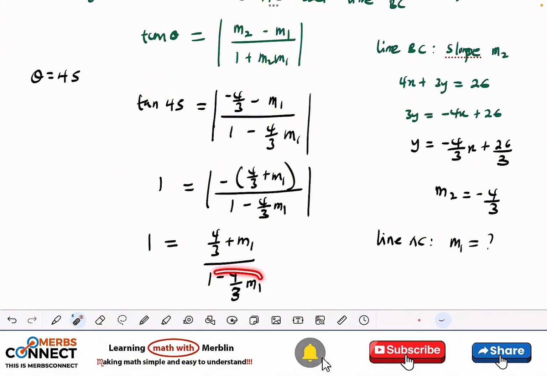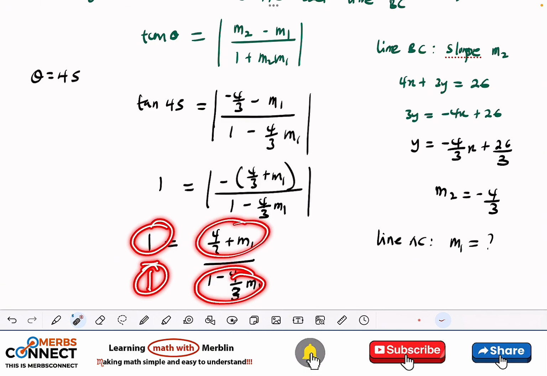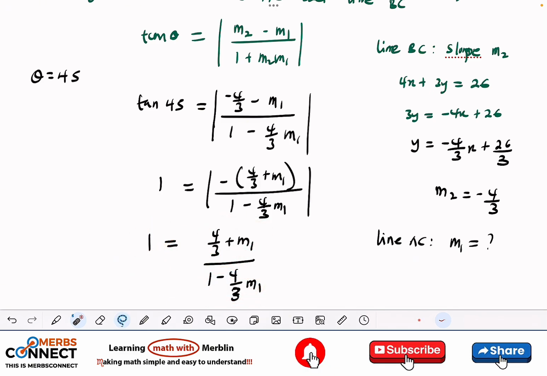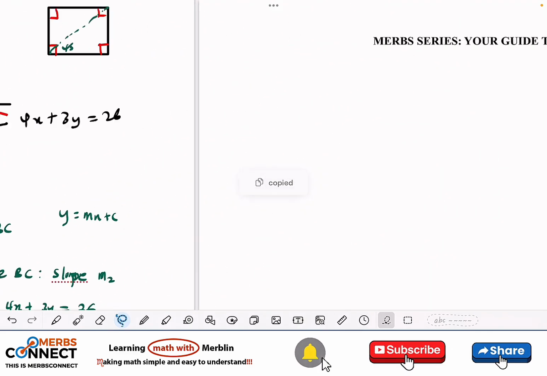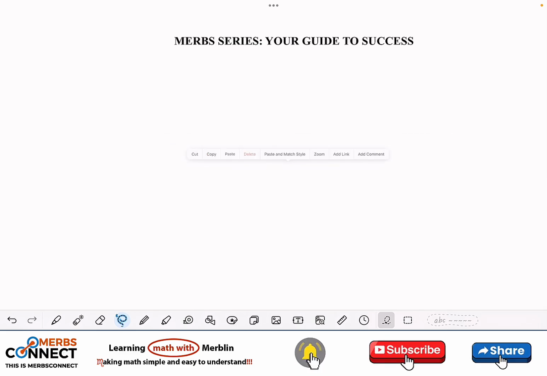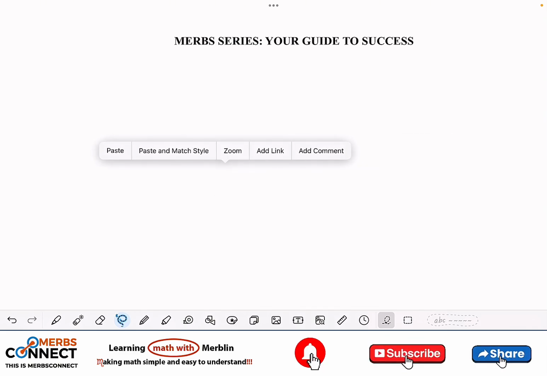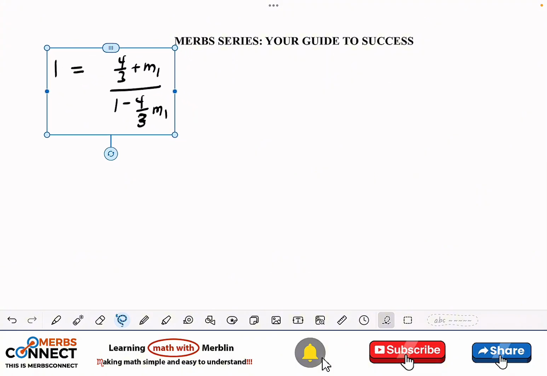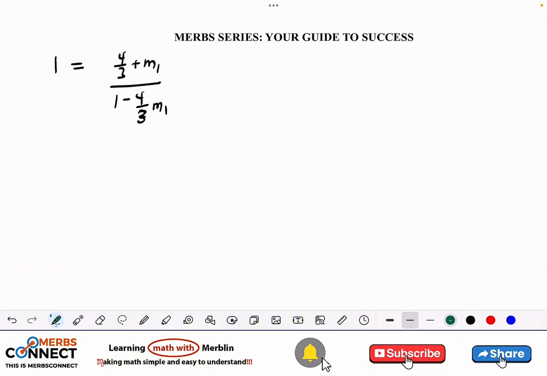So what I can do is, this is divided by 1, so I can multiply this one by this and this by that, right? So let's go to the next page. Let me just copy this one, because that's what we are working on, and send it to the next page. Good. Let me paste it here, and then let's get the gradient. So this is going to give us 1 minus 4 over 3 M1 to be equal to 4 over 3 plus M1.